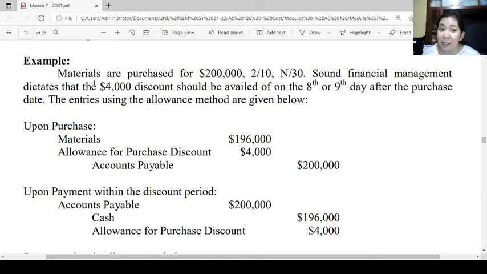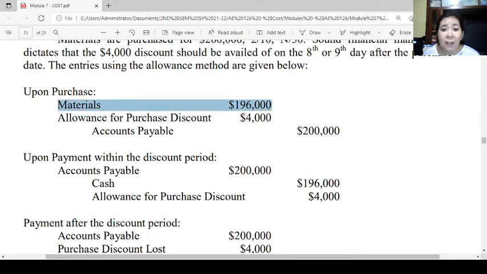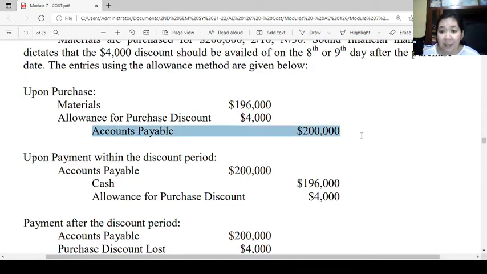Sound financial management dictates that the 4,000, so this is our discount, 2% of 200,000, should be availed of, meaning the entity should pay either on the 8th or 9th day after the purchase date. Okay, so the entries for using the allowance method are the following. Upon the purchase, we will debit materials for 196,000, meaning in this case, the entity will already assume that they will avail of the discounts. So that's why materials are debited net of discount. And for the discount, we will use the allowance for purchase discount account. Okay, accounts payable for 200,000.